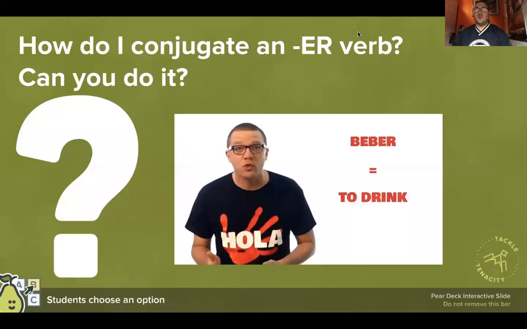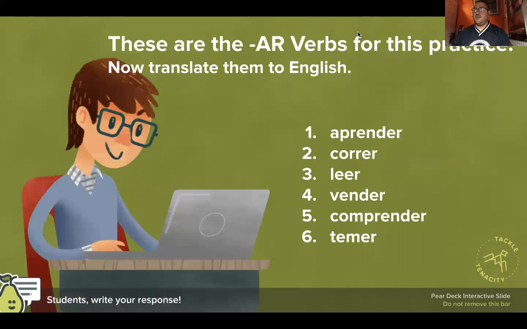Now let's move on to ER verbs. How do you conjugate an ER verb? Well, again, pause this video, go to your notes, watch the Spanish dude's video, and then come back to this video. Now that you're back, here are the words that we're using for this presentation that are ER verbs. Aprender, correr, leer, vender, comprender, and temer. Pause this video, translate the words, and then come back.